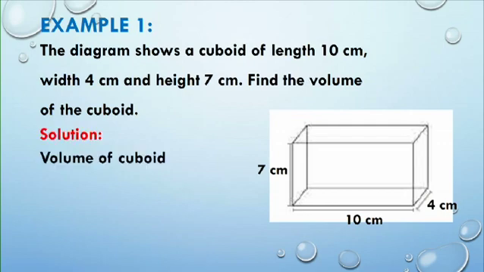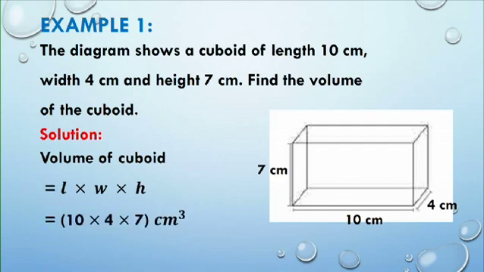So the volume will be simply length times width times height. And here the length is 10, the width is 4, and the height is 7. So I have 10 times 4 times 7 centimeter cube, which gives me 280 centimeter cube.